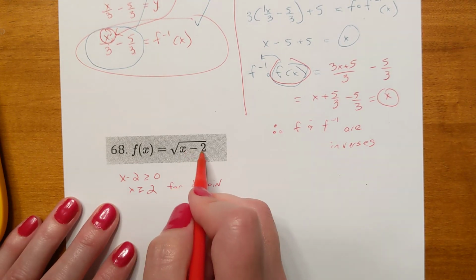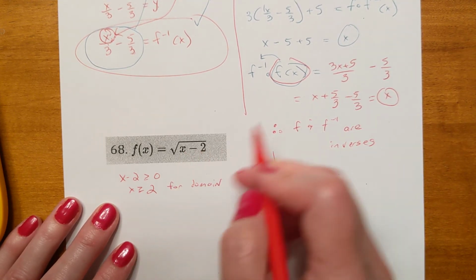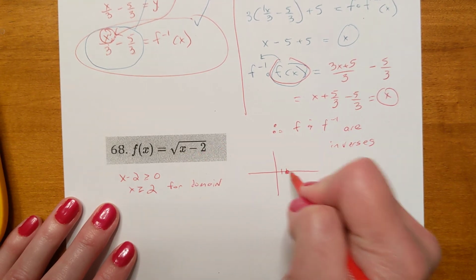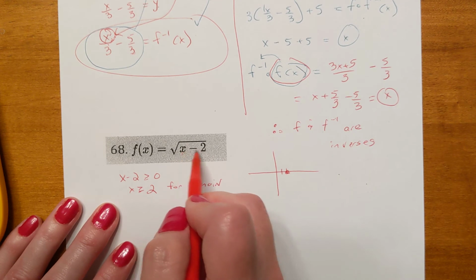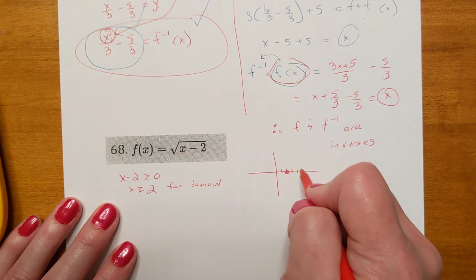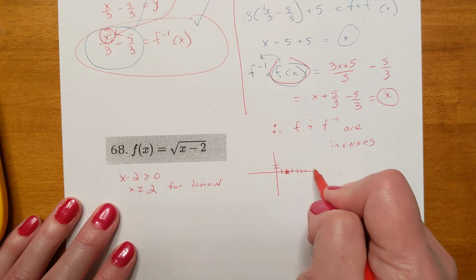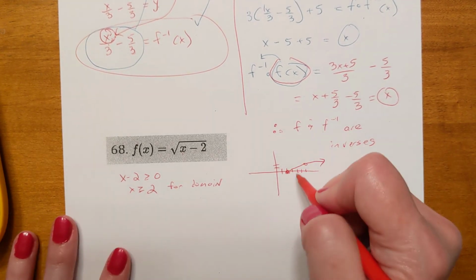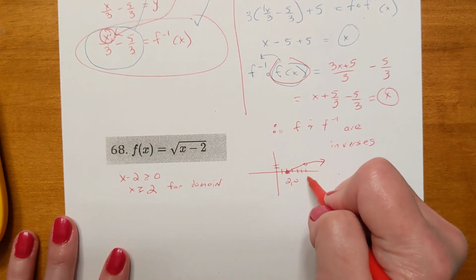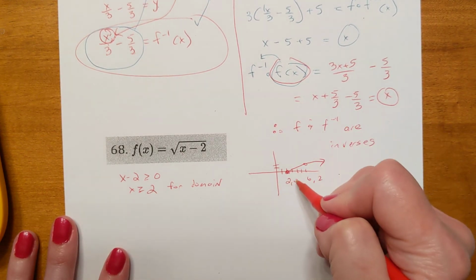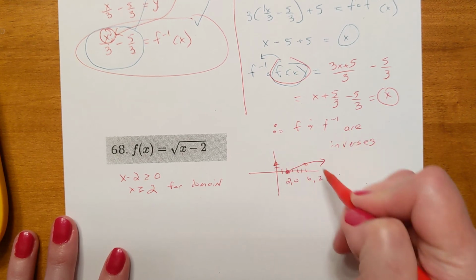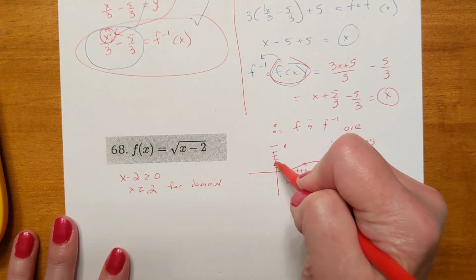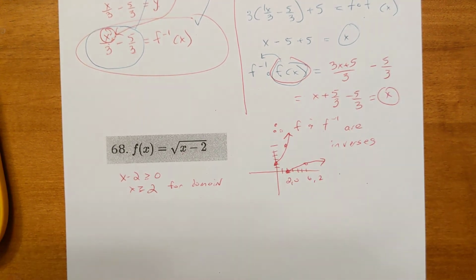All right, so if we were to graph that, the parent function is going to go right 2 because of the minus 2. And then another good point to use is 6. 6 minus 2 is 4. And then the square root of 4 is 2. Or you could put it in your calculator and get those points. So we have the points 2, 0 and 6, 2. So the inverse of it would be 0, 2 and 2, 6. So there's the inverse of it.